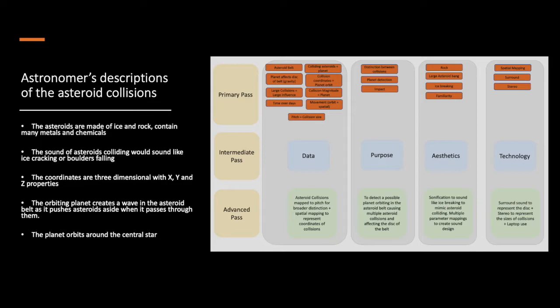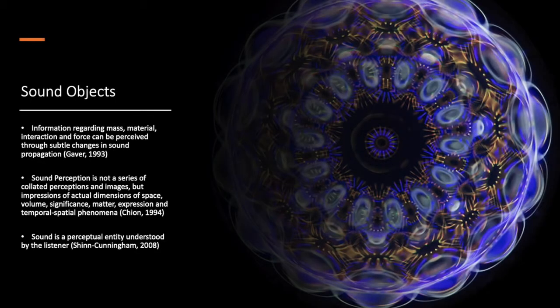Over time, the planet's gravitational influence causes the asteroid belt to warp. Rather than remaining flat, the belt's disk changes and becomes a spiral-like formation. These descriptions were then used as the basis of the sound design. AB described the dataset as an object with dimensions.